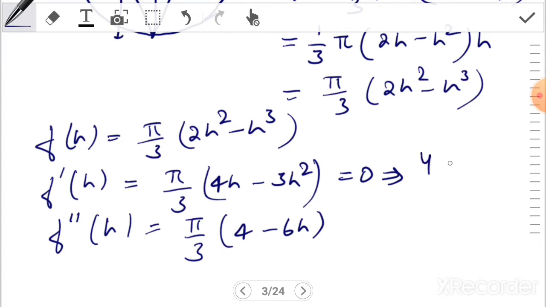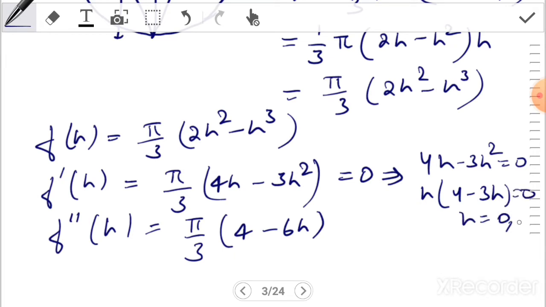So 4h minus 3h square is equal to 0. So h(4 minus 3h) is equal to 0. So h is equal to 0 and 4 by 3. Yes, the stationary points are 0 and 4 by 3.